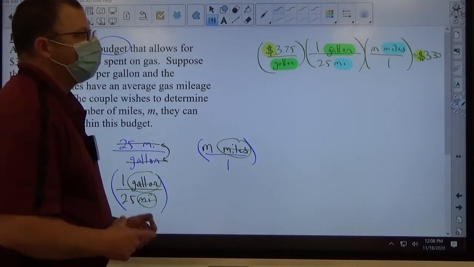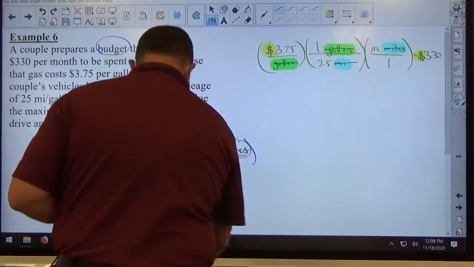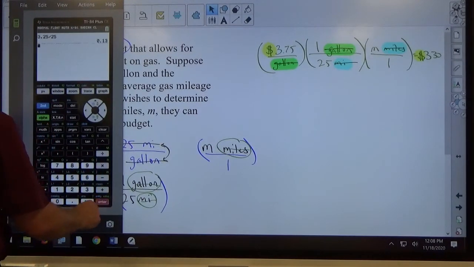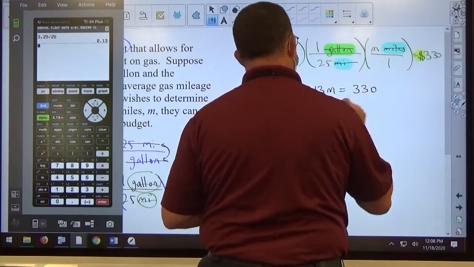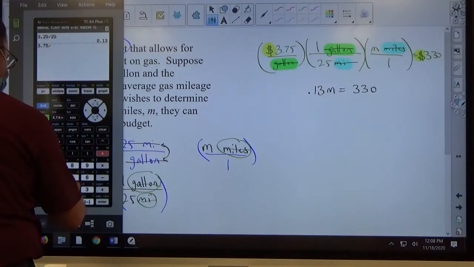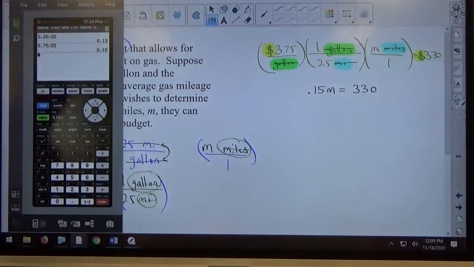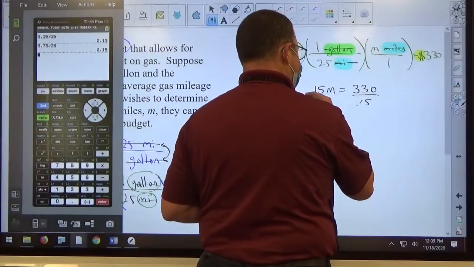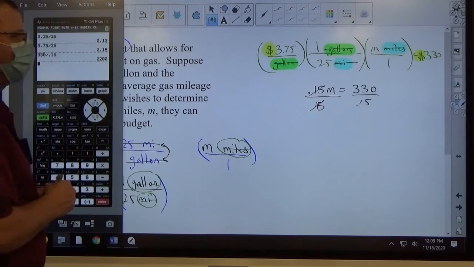All right, so if I carry out all the multiplication and cancellation, all that good stuff, this cancels this cancels this. $3.75 divided by 25. I'll get my calculator out and do that. 3.75 divided by 25 is 0.15. So based on the price of gas and their mileage for their car, it looks like they're paying 15 cents per mile they're driving. So to get M, the number of miles they can drive, I just have to divide 330 by 15 cents. So 330 divided by 0.15 comes out to 2,200 miles.